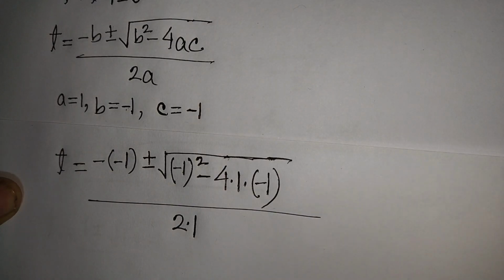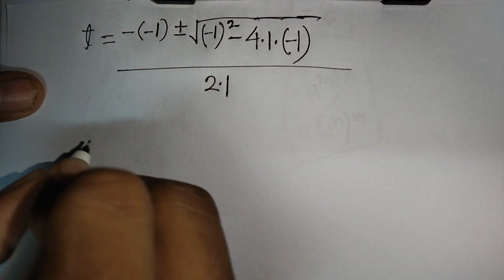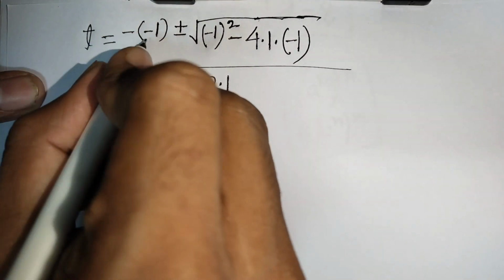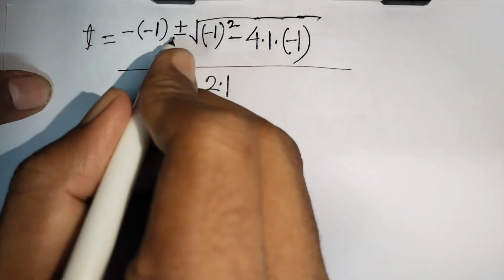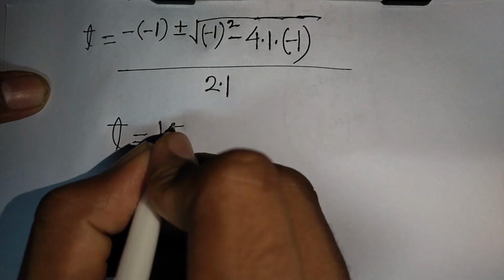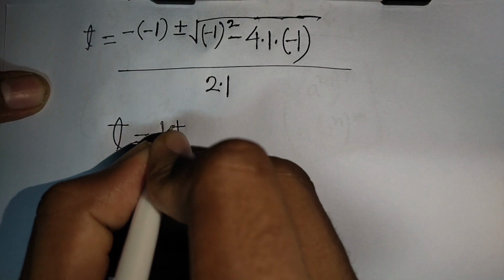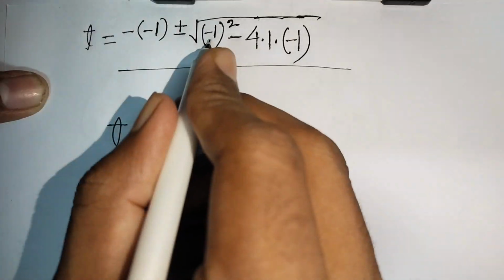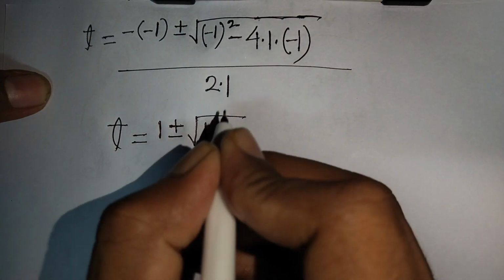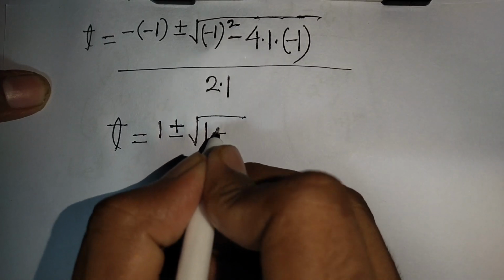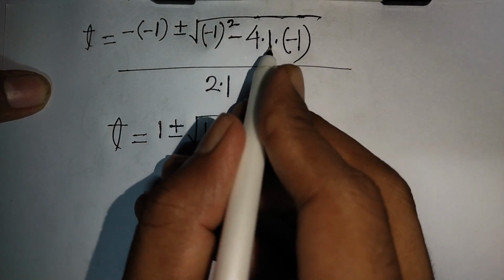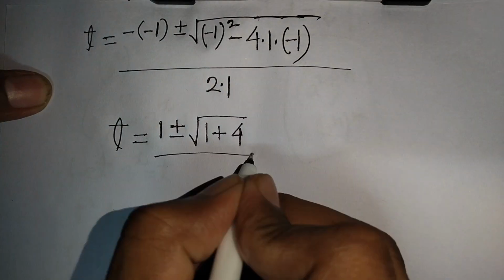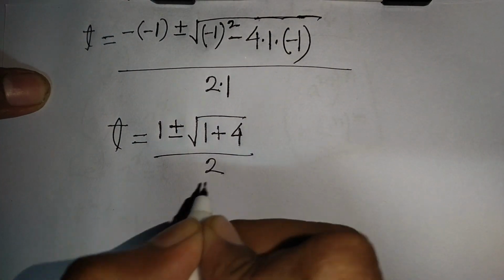Now I can write here t is equal to minus times negative 1, that means positive 1, plus or minus the square root of (negative 1) squared, that means positive 1, minus times minus, that means plus, 4 times 1 times 1, that means 4, then divided by 2 times 1, that means 2.